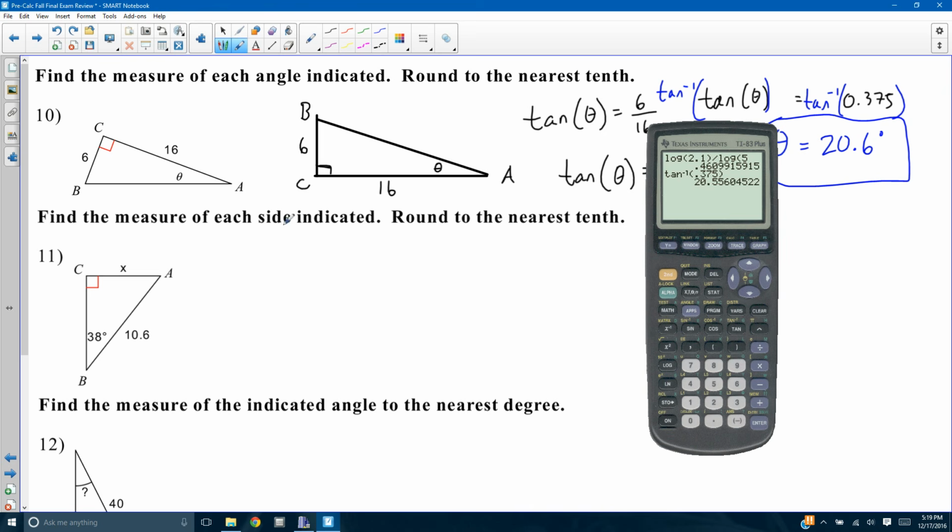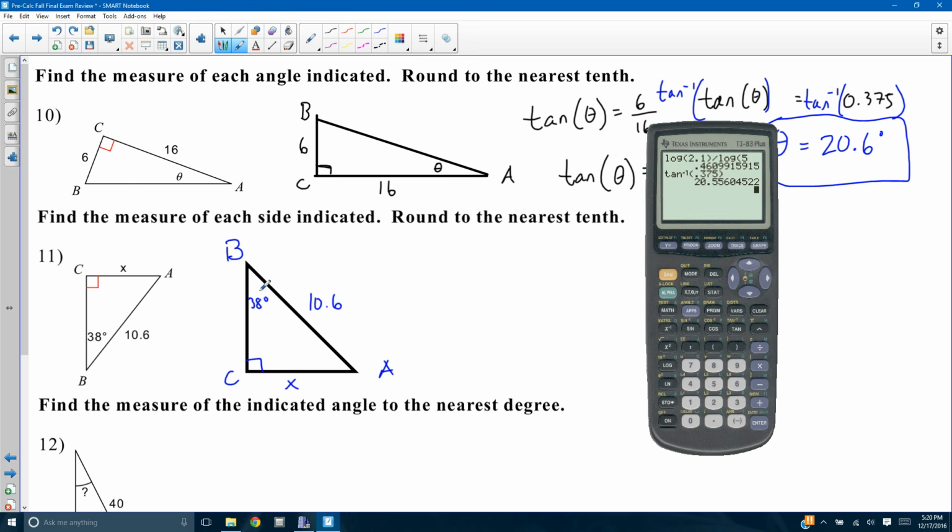Find the measure of each side indicated, round to the nearest tenth. Once again, just for consistency's sake, let's get this right triangle redrawn this way. Get the base on the bottom, by base, I mean with the right angle. This can be A still if you'd like, and that'll be C, and then B can be up here, where we now get 38 degrees. The hypotenuse is 10.6 units, and between A and C is our unknown x.